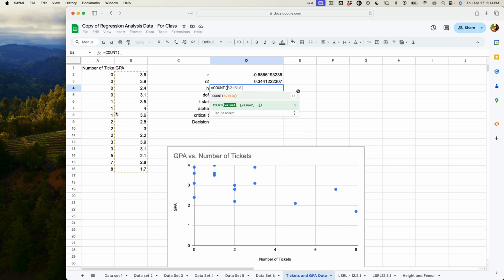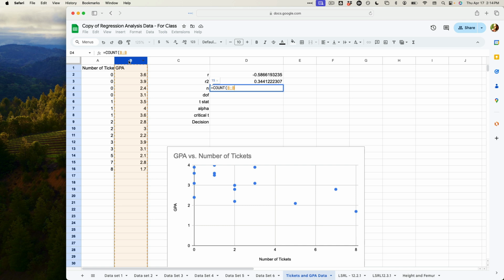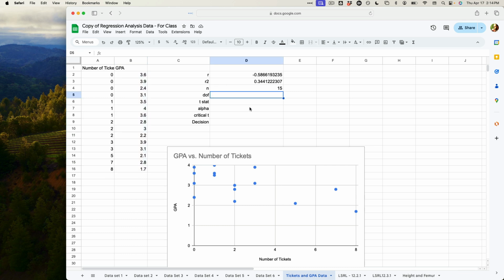Okay, all right. So we'll do count, but on the entire column. Whether you do it on A or B, it doesn't matter. It will only count numerical values, so it's not going to capture the label at the top. And this one is going to give me 15. Indeed, I have 1 through 15 data points. Now, degrees of freedom is n minus 2, so it's that guy minus 2. My t-statistic is whatever I had in the formula. So let's bring up the formula.